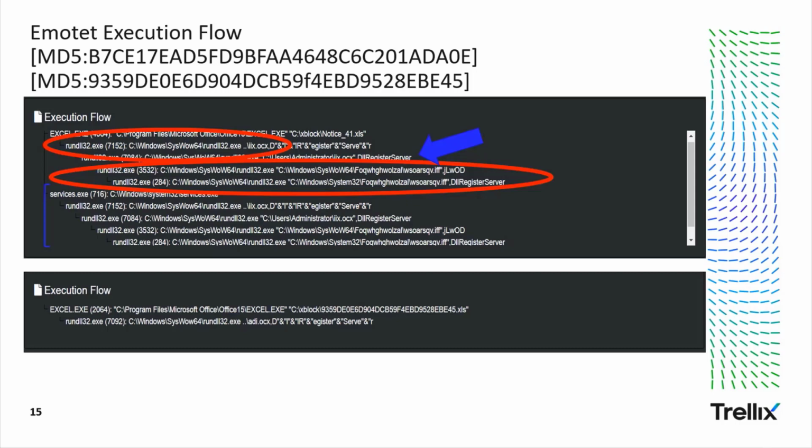So for the second sample, we see the same techniques where the malicious office macro uses rundll32.exe to execute the OCX through the DLL register server DLL entry point.